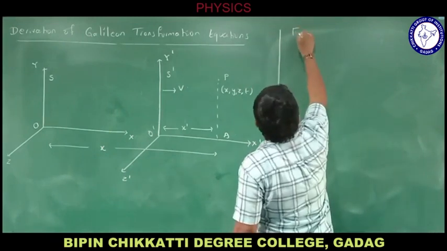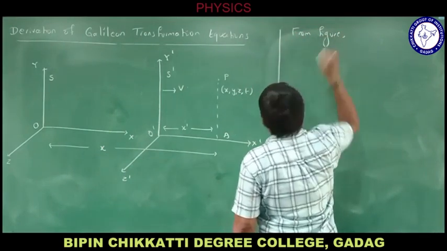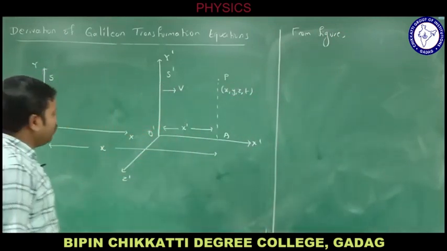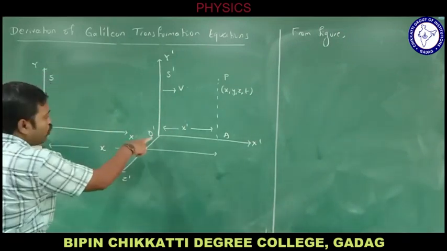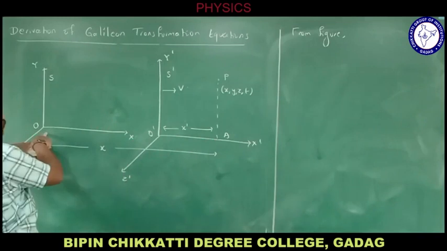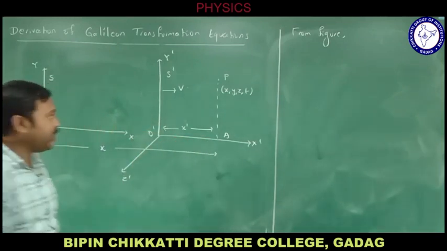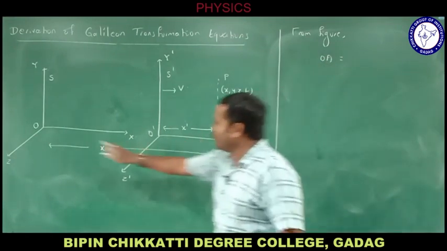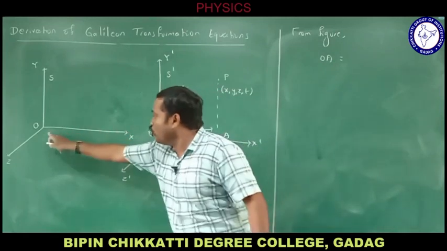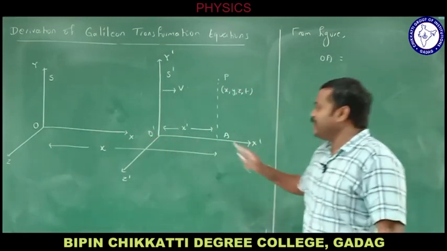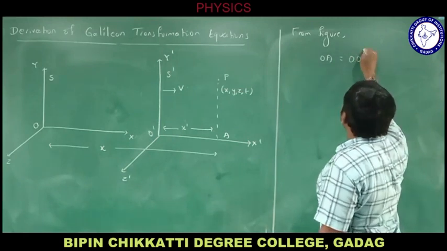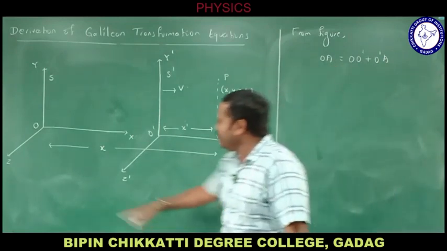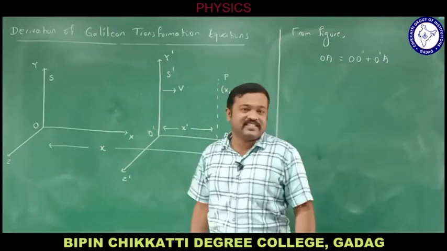Now, let me consider from the figure. So this is the frame X and this is X dash. From the figure, let me take it like this: OO dash plus O dash A is nothing but OA. So from the figure, OA is equal to OO dash plus O dash A. Come on, tell me, what is OA? What is this distance? This distance is nothing but X here.